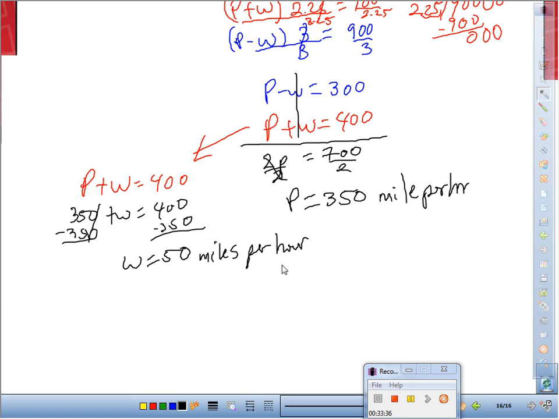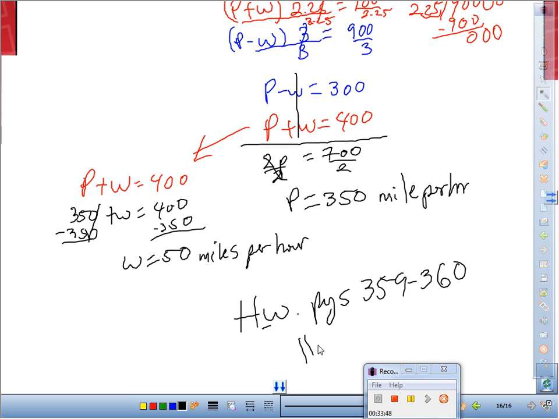For homework tonight, it's on pages 359 to 360, numbers 1, 4, 7, and 8.